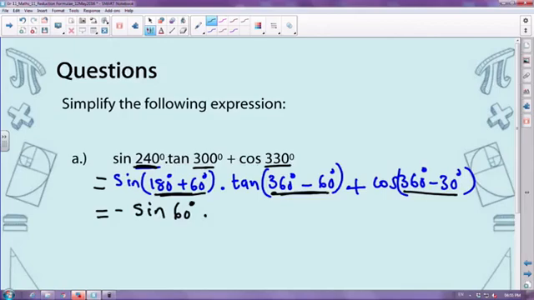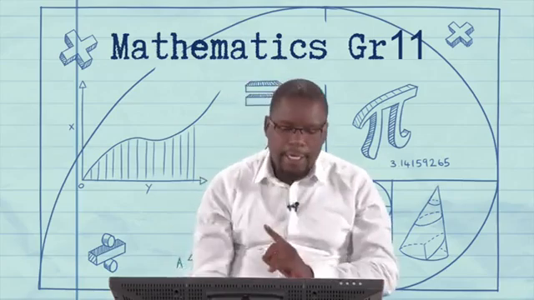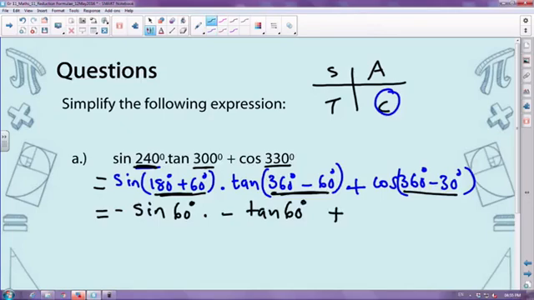360 minus, which quadrant? That is the fourth quadrant. How is tan in the fourth quadrant? It is negative because, remember guys, we're here. This is All Students Take Coffee. Where are we? Fourth quadrant. That's C. That's cos, that is positive. So it means that your tan is negative. So negative tan of 60 degrees plus 360 minus 30 is the fourth quadrant. How is cos in the fourth quadrant? Positive. So you get positive cos of 30 degrees.